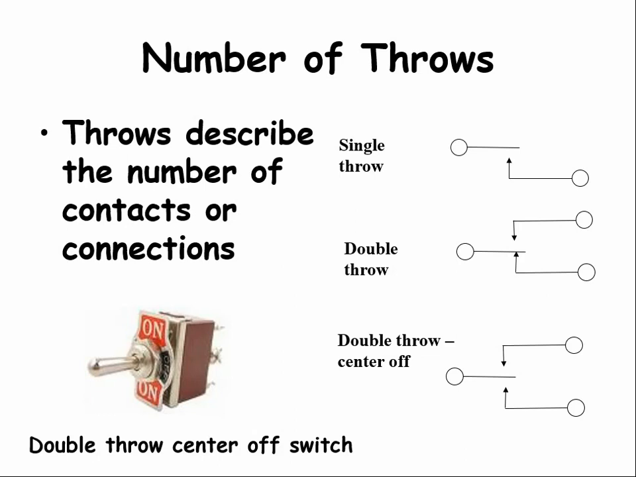The last one is a double throw center off switch. The armature to the left can stay between the top and bottom circuits on the right, so neither circuit is connected. The name is double throw because it can make two connections, but it can also make no connection, and this is called center off. So throw describes the number of contacts or connections that the relay or switch can make.